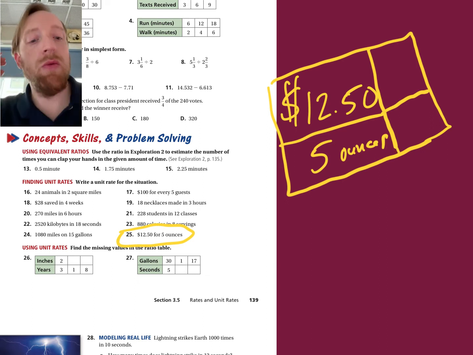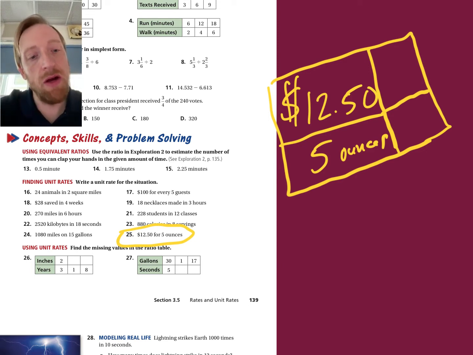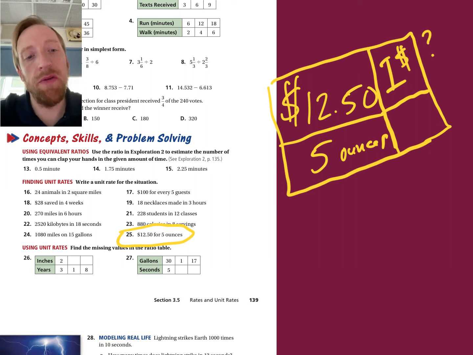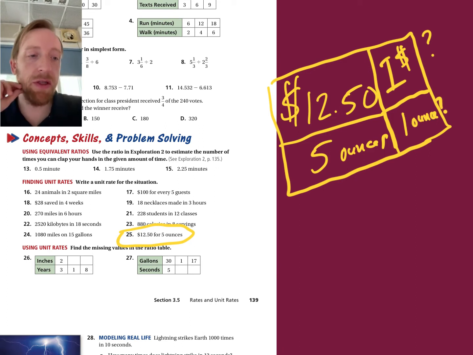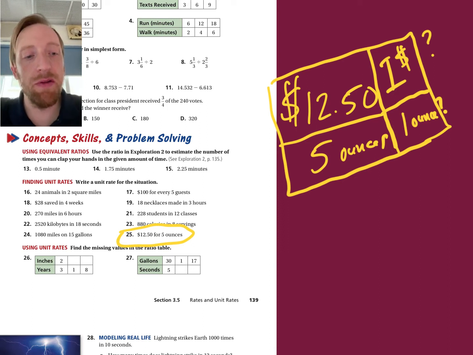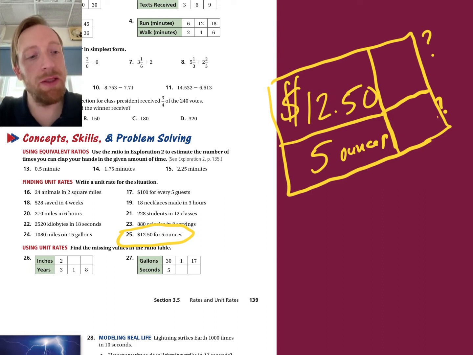And so what I would want to do is figure out, what do I want to search for? Do I want to figure out how many ounces $1 is going to give me? Or do I want to figure out how many dollars per 1 ounce? Okay, and so you got to do some thinking first. And sometimes this might be difficult if you're not familiar with shopping or anything like that. In this situation, we're probably going to want to figure out what's the price per 1 ounce. Okay, so let's decide that we want to find 1 ounce.